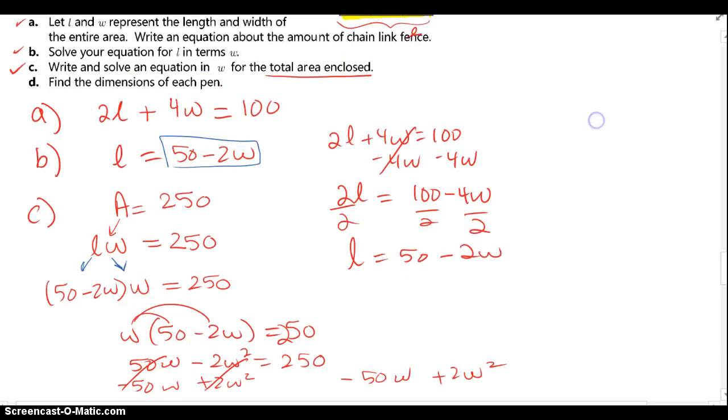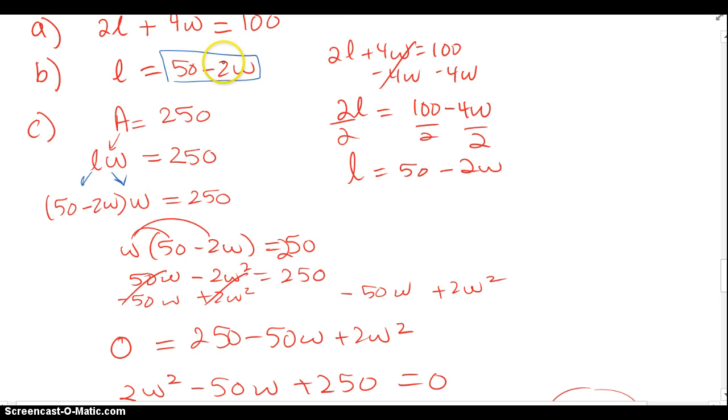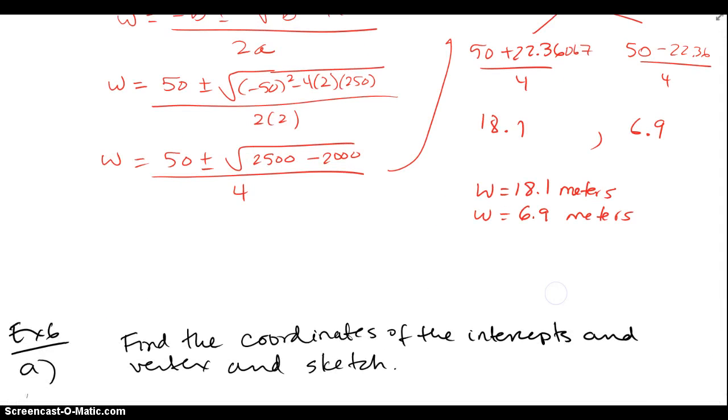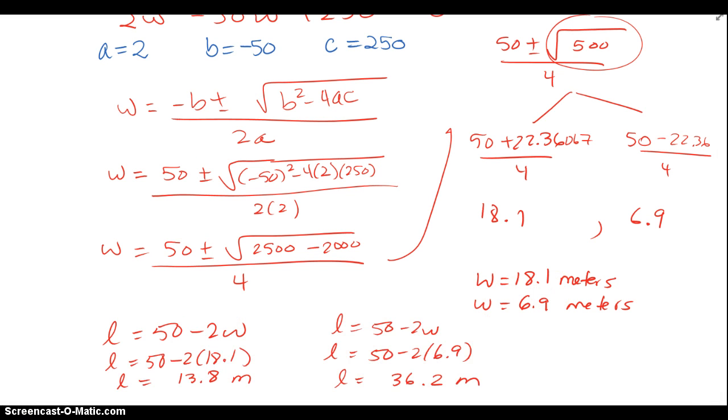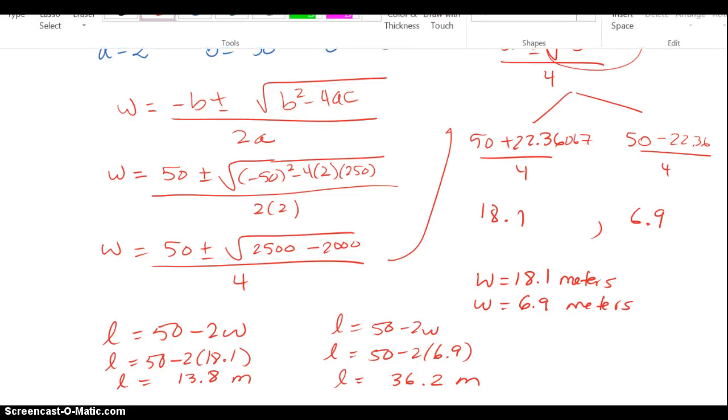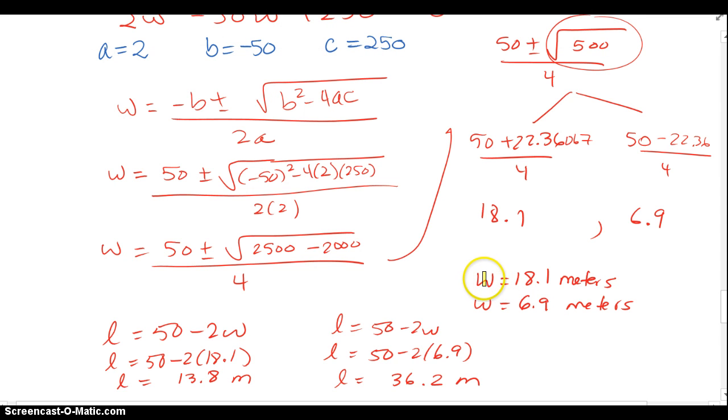We found w. L, remember, was 50 minus 2w. So now I have to go do 50, l is 50 minus 2w for both of these cases. So we found two possibilities. We could either have the person make the region have a width of 18.1 meters and corresponding to that a length of 13.8 meters, or we could have the region have a width of 6.9 meters and a corresponding length of 36.2 meters.